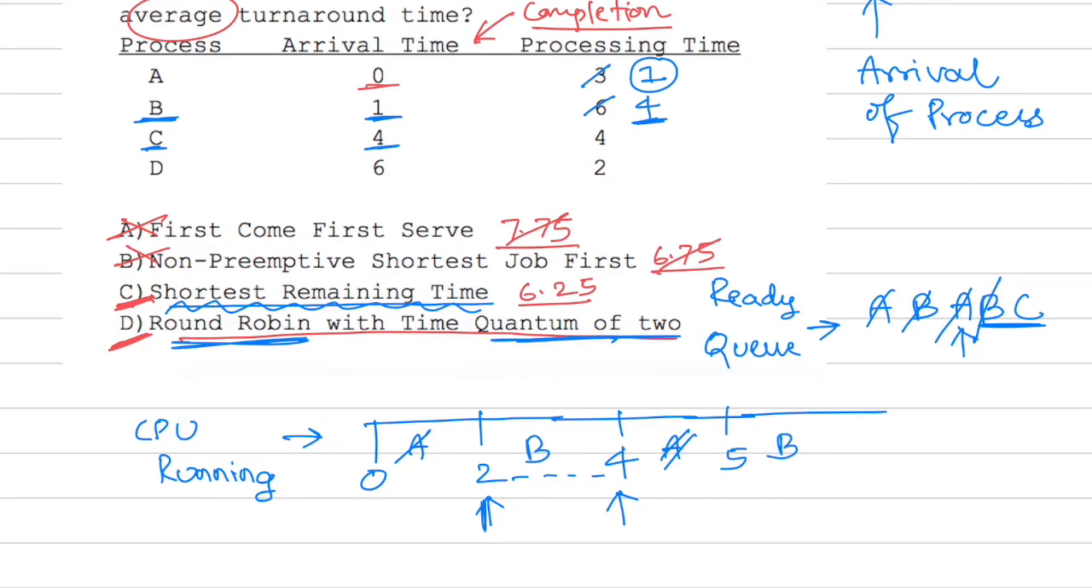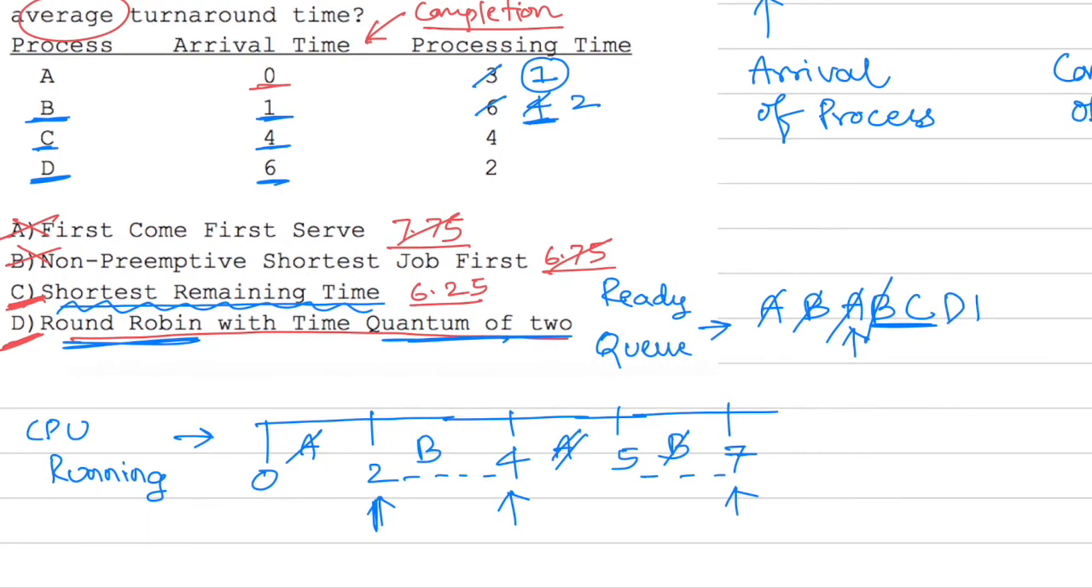So B comes here, it will again run for 2, so it will run till 7. Now while B was running here, at the 6th second D had entered the system. So let me note down here, D came into the ready queue. So at the end of the 7th second B is gone, so I will reduce this by 2, and B again goes back and sits in our ready queue. So let me just note it down here. B goes back into the ready queue.